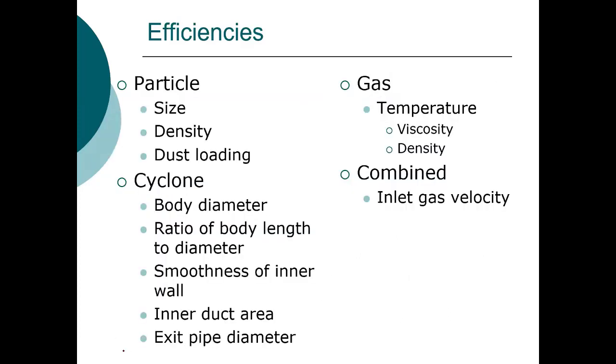And let's look at how both the properties of the particle, the properties of the cyclone, and the properties of the gas affect the removal. So what we're looking at is, as the parameter increases, so as particle size increases, you saw in the previous figure that the efficiency increases. As particle density increases, how would you expect that to affect efficiency?